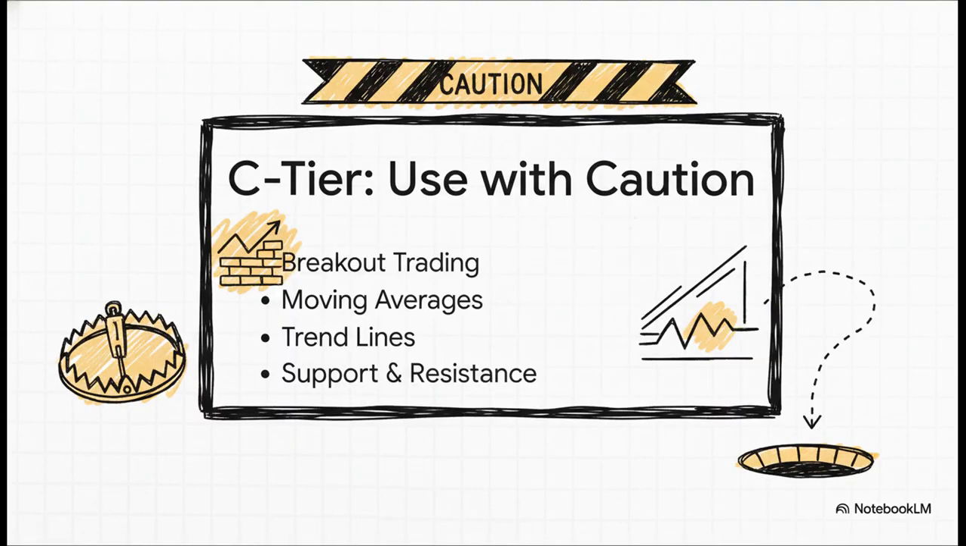All right, moving up just one notch to the C tier. Now this is where it gets really interesting, because we find some of the most famous textbook concepts in all of trading. Breakout trading, moving averages, trend lines, and classic support and resistance. But here's the catch. When they're used all by themselves, they are often just traps waiting to happen.